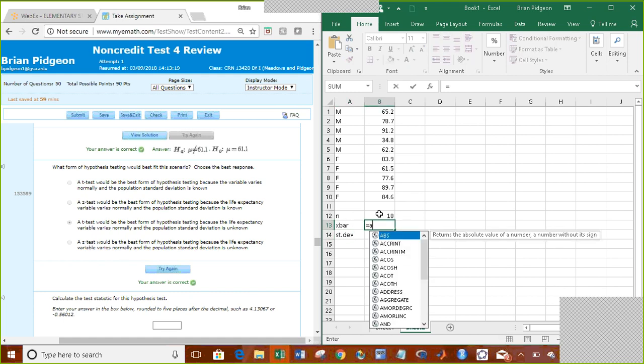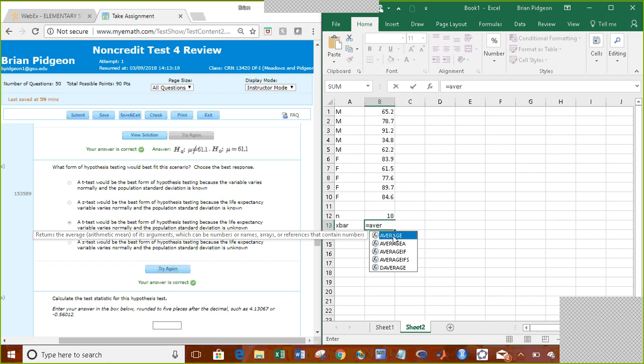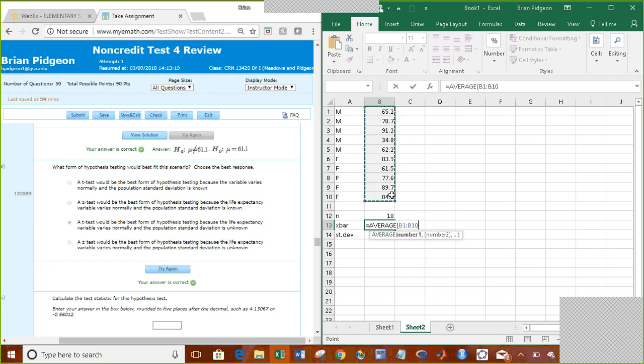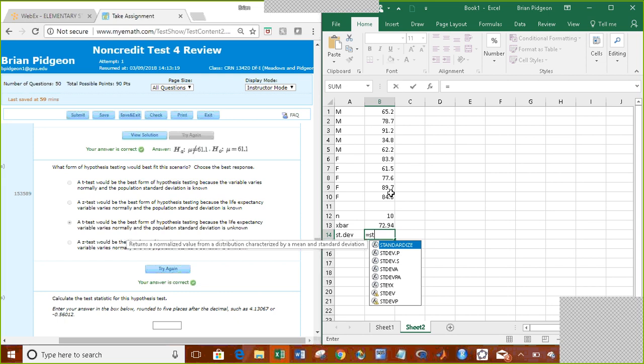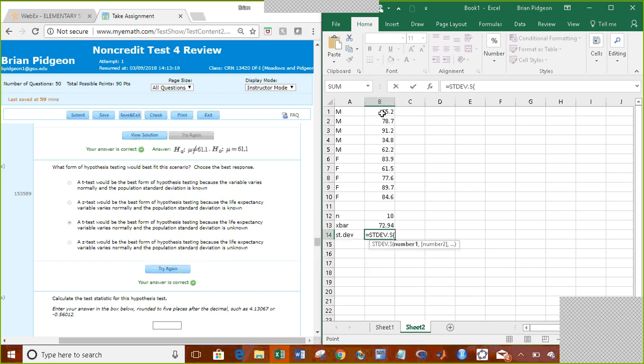Our x-bar is the average of our sample. Our standard deviation is stdev.s of our sample. Remember, it's stdev.s, not .t. And then we need to find our standard error and then our t-score, not z. The standard error is the standard deviation divided by the square root of the sample size. And then our t-score is x-bar minus the value in the null hypothesis, which is 61.1, divided by the standard error.